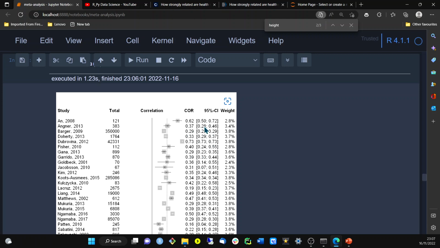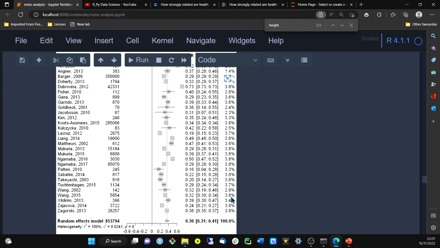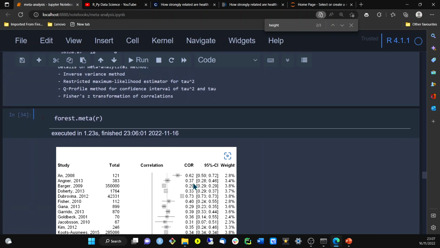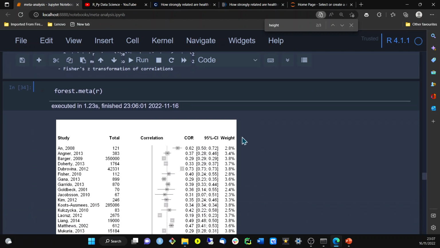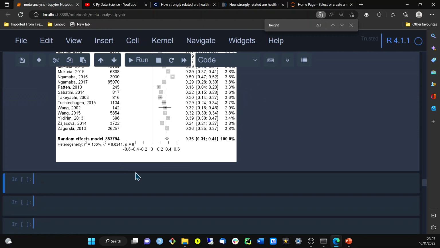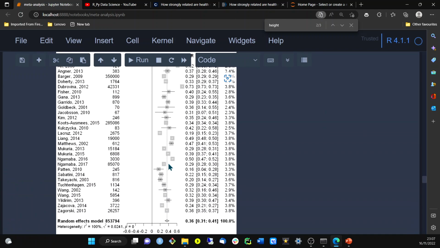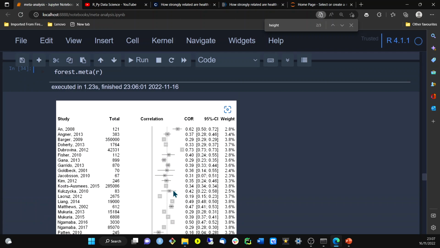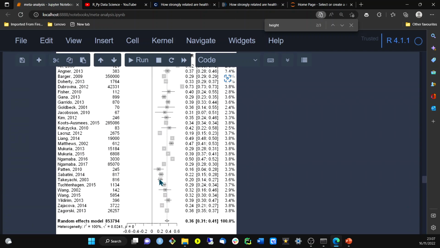Because of the sample size, they also have a larger weight, 3.8 here, and another one also has a little bit larger weight than most of the other studies. But the random effect meta-analysis does what it does: it plays with the weights. That's all we have for correlation. Next time we will talk about other meta-analysis questions. Until then, enjoy meta-analysis.